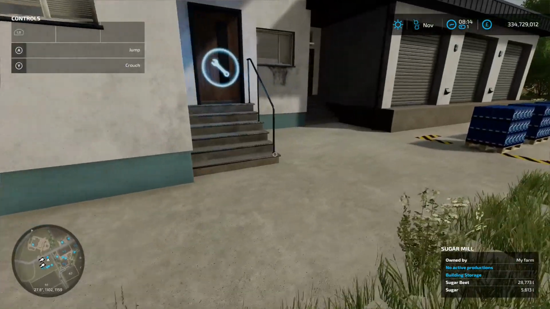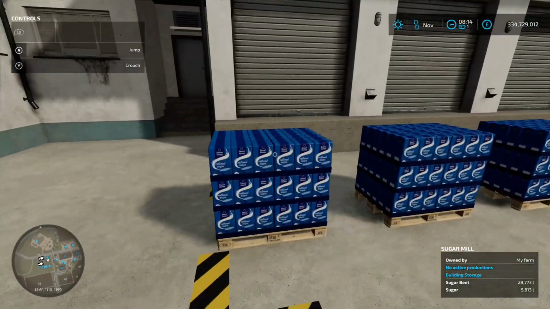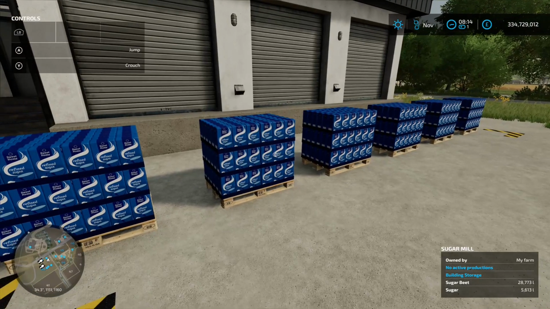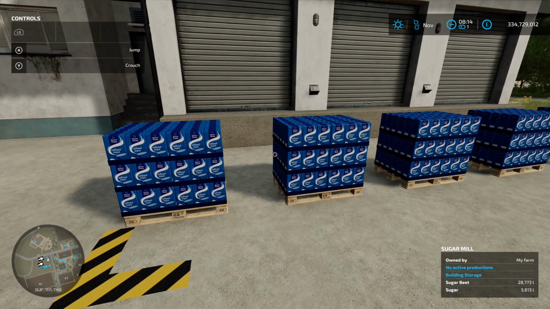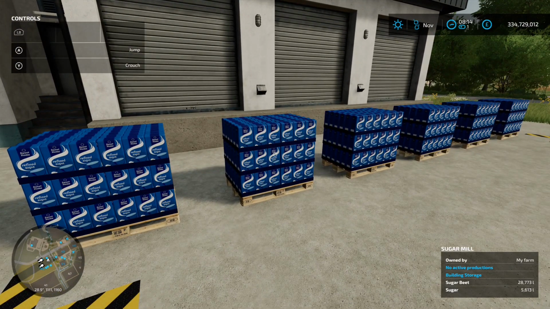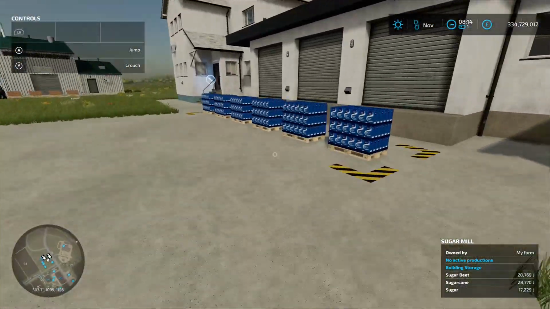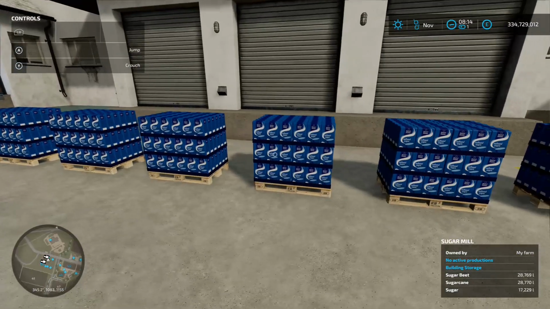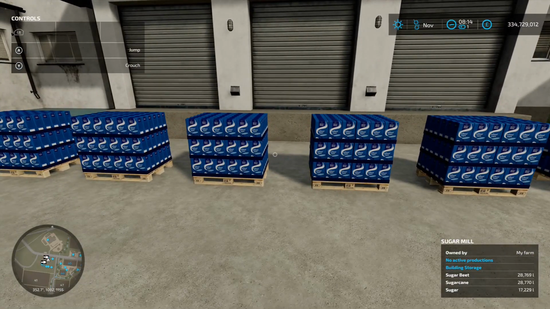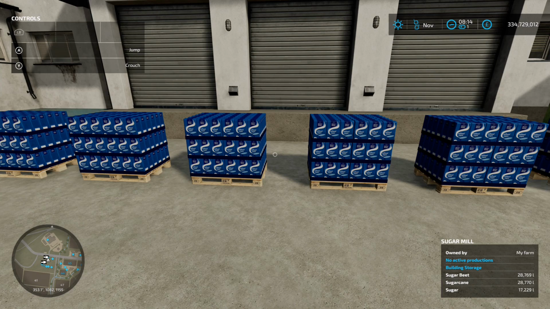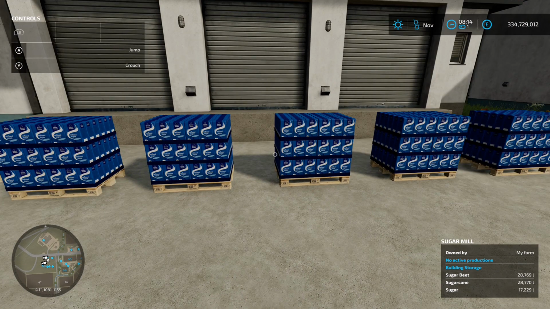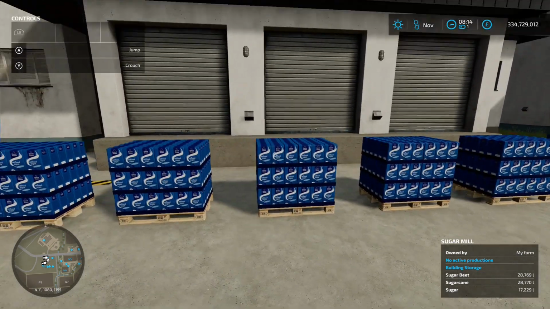If we go over to this one, where we just use sugar beet, we've got 6 pallets again and 5,613 in the bank. So that's 11,613 compared to 23,229. So that's roughly, again, slightly different, but pretty much the same.